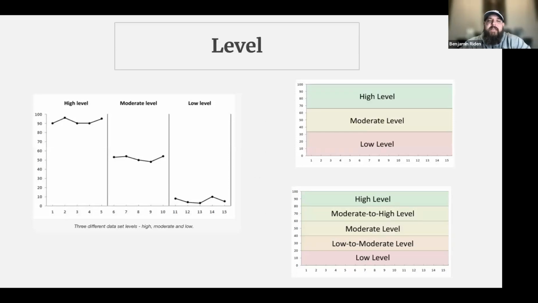So here are some examples of how you would describe level. And this is how you need to describe your data in your projects as well. You can see level can be referred to as high level if it's sitting here, moderate if it's sitting here, and low if it's sitting here. Remember, we're using the mean to do that. So you're going to have high level, moderate level, low level, or some people like to break it down even further with other qualifiers, moderate to high level or low to moderate level.